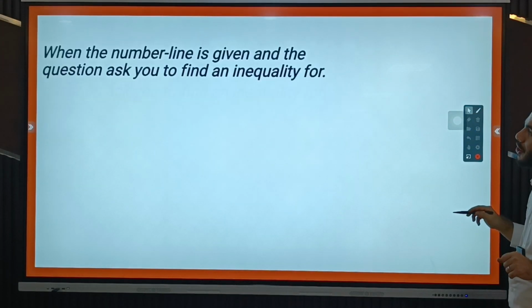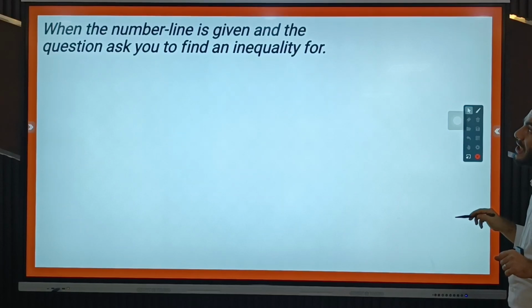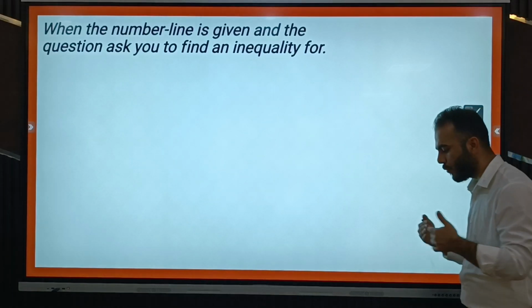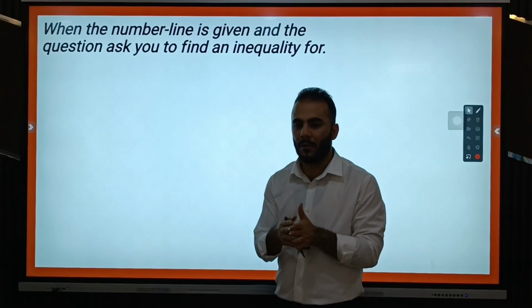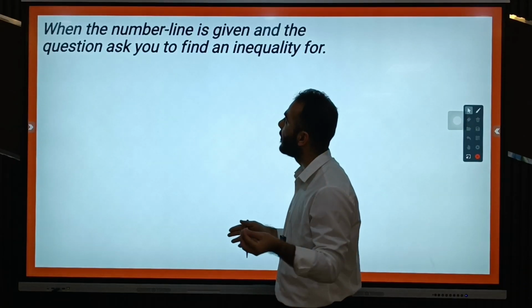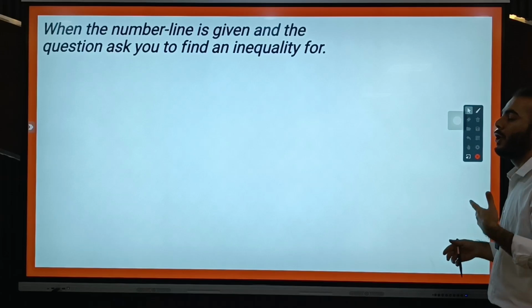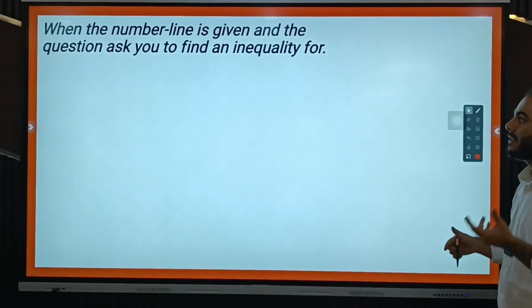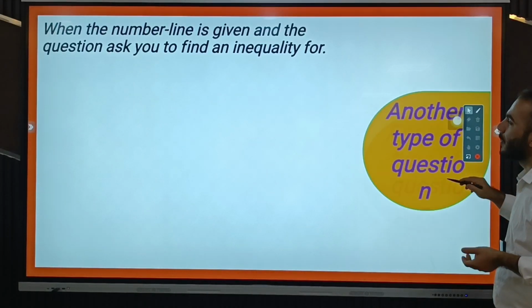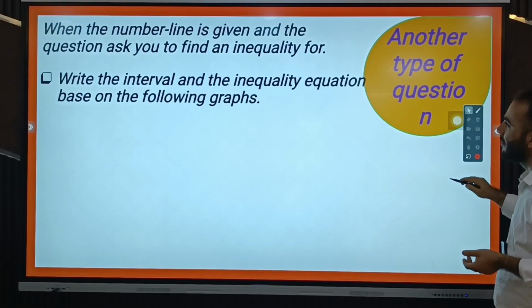Perfect. What else do we have? When the number line is given, this time we will go oppositely, okay? When the number line is given and the question asks you to find an inequality for it, or show the interval of that number line, how are we going to solve it? It's another type of question, be careful.